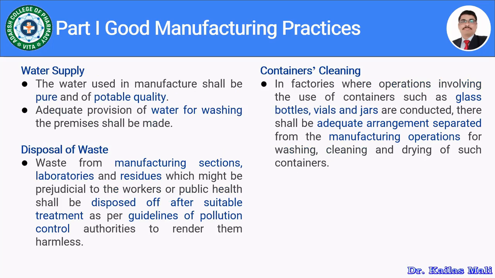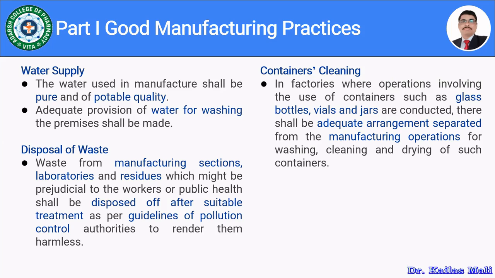Let us see the water supply, how it should be to the manufacturing unit. Whatever the water supply is there, it should be potable. It should be drinkable water. So the water used in the manufacturing area shall be of pure and potable quality. One should not use salty or bad quality water for the manufacturing of the ASU drugs. Adequate provision of water for washing the premises shall be made. We are using the water furthermore in the washing areas, washing of the equipment, washing of the containers, washing of the raw materials, and so on. So one should make adequate provision of the water supply to the particular area.